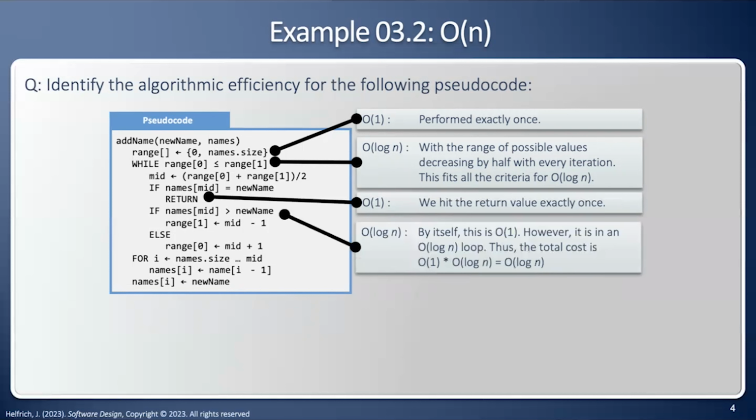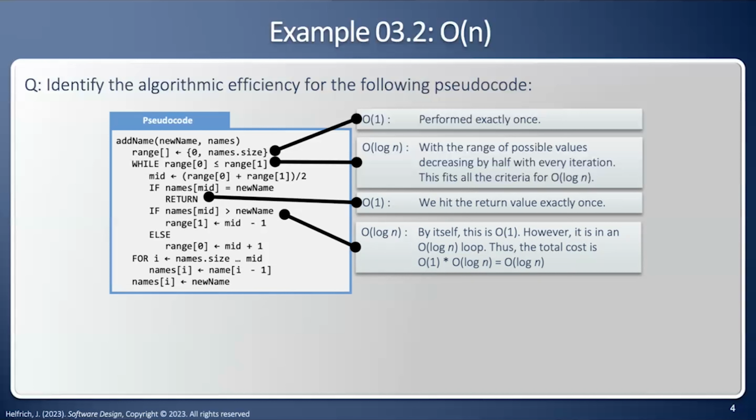Now let's take a look at this if statement. By itself, this if statement is O sub 1. In other words, it's independent of the size of a list. Whether there's 1,000,000 elements or 2 elements, it's going to take the same amount of time. However, this if statement is inside a while loop, and the while loop is log n. Therefore, this is O sub 1 times log n, and that is O sub n.